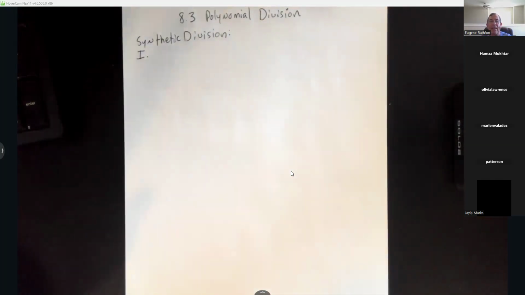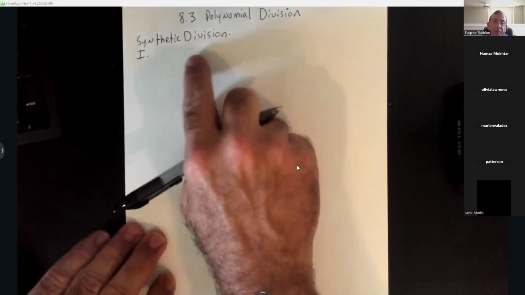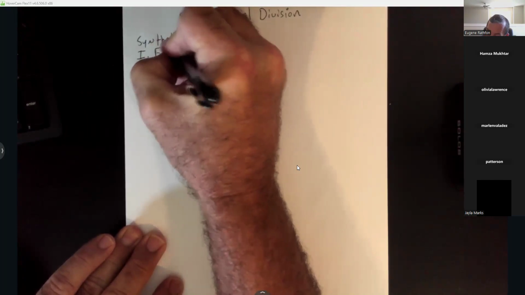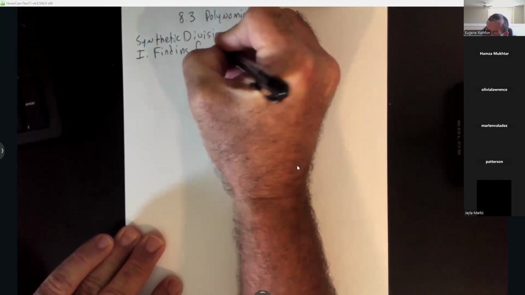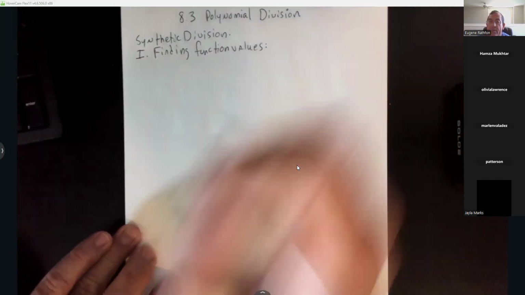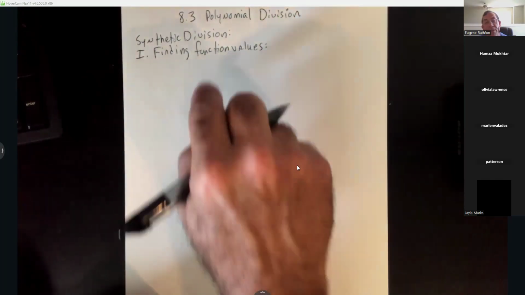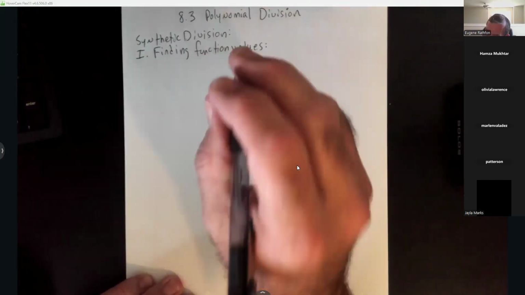There's three things I can use synthetic division for in this section. The first thing we're going to use synthetic division for is finding function values. Things like f of 4, f of 5, and that stuff, I can use synthetic division to find function values. So here's a little thing about that.